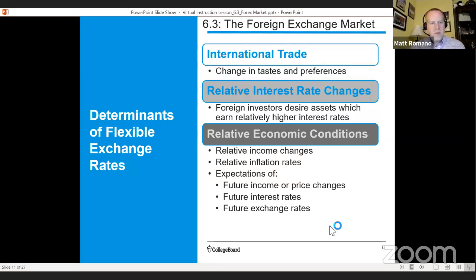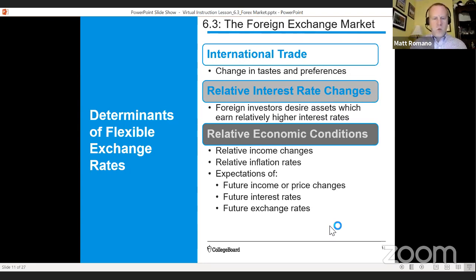One word about the statement here, determinants of flexible exchange rates. We are going under the assumption that we're studying flexible exchange rate regimes as opposed to fixed exchange rate regimes. We're not studying fixed exchange rates here. That's something that would take place within an economy as a result of central bank or government policy, and we're not going to go there. What we are assuming here is that exchange rates are flexible, meaning that markets, the buyers and sellers themselves, are determining the fluctuations in supply and demand, and as a result, exchange rates are going to fluctuate with those changes in supply and demand.